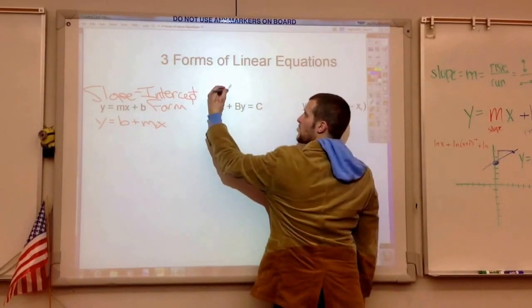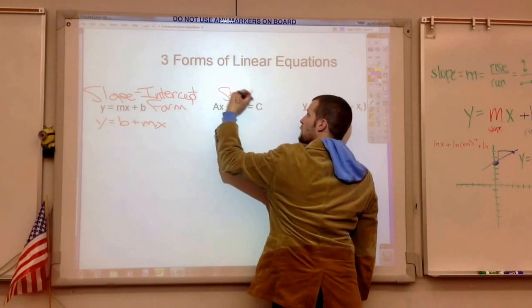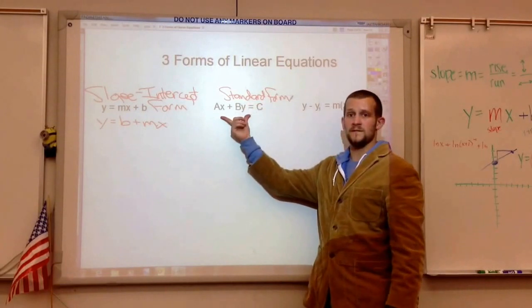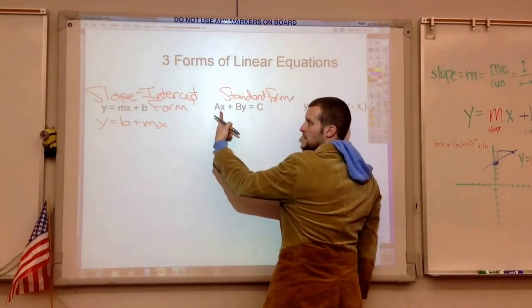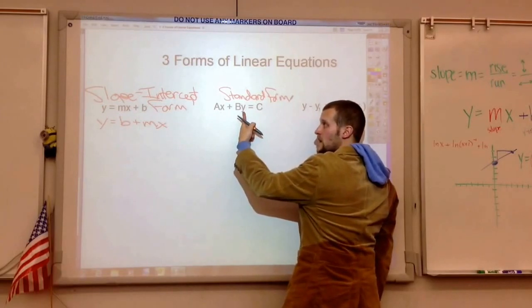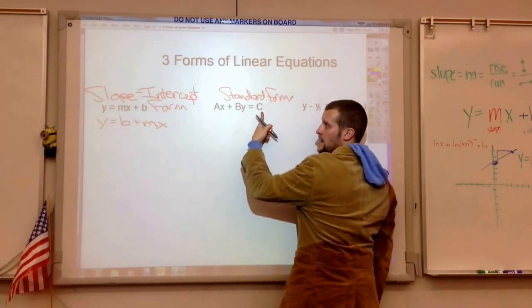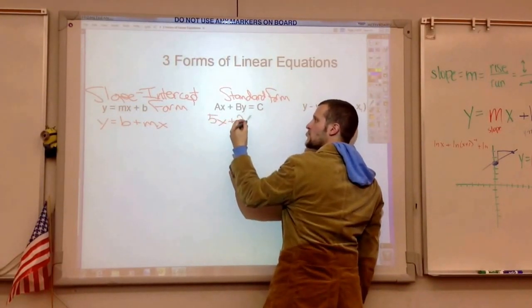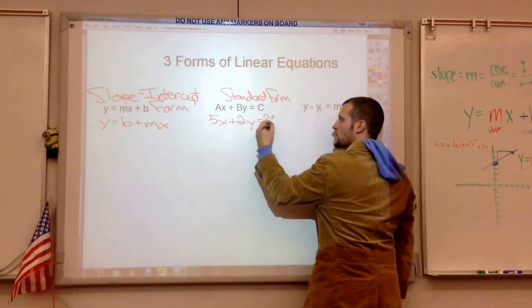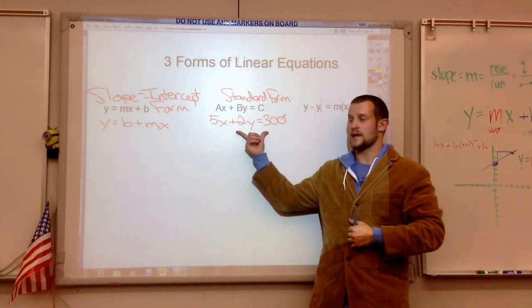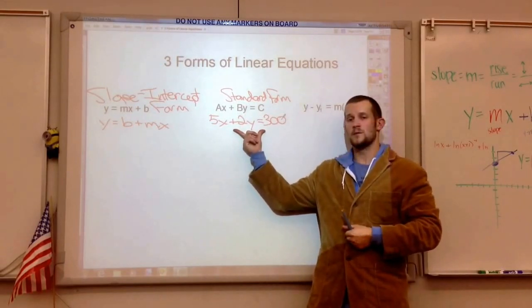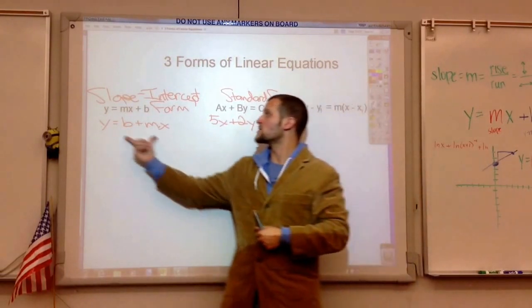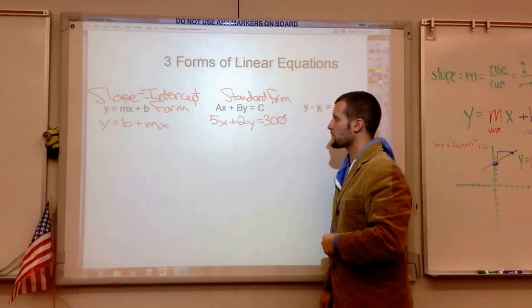Over here, this is what we call standard form. Standard form of equations we've seen with things like the price of adult tickets is $5, and the price of student tickets is $2, and we pulled in $300 in one night. In that case, our equation would look like this. And you should be used to seeing this. Usually when we've seen these things in class, we've solved it for y, so we've changed it from standard form to slope-intercept form, and then taken it to the calculator.